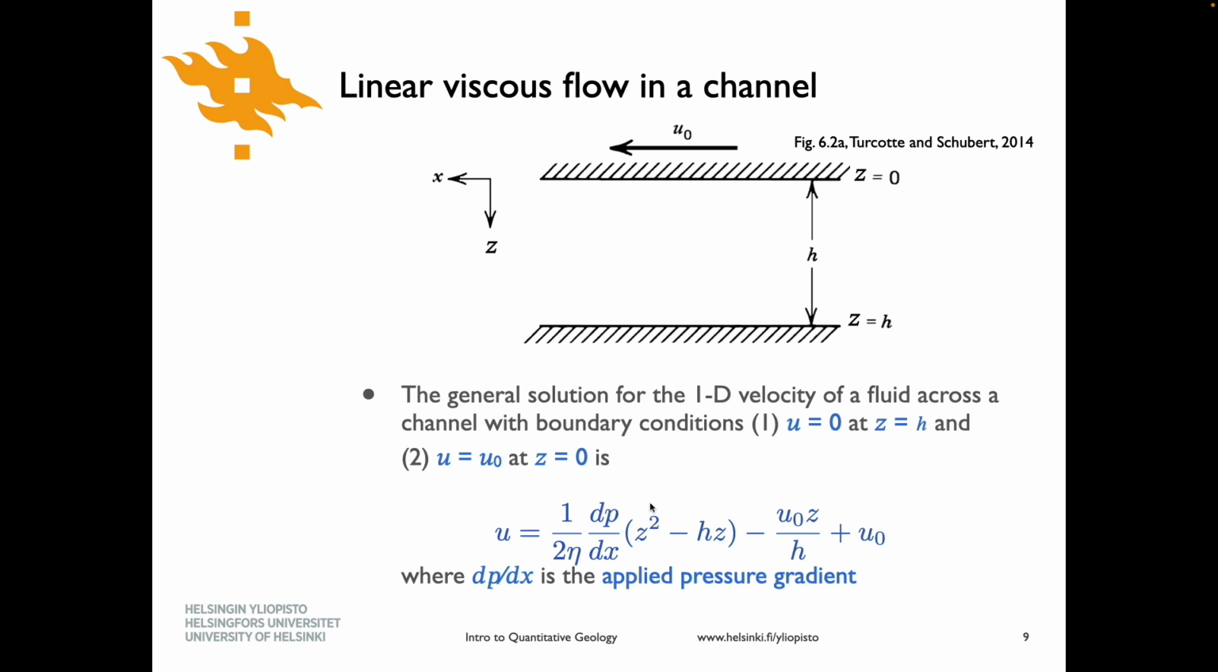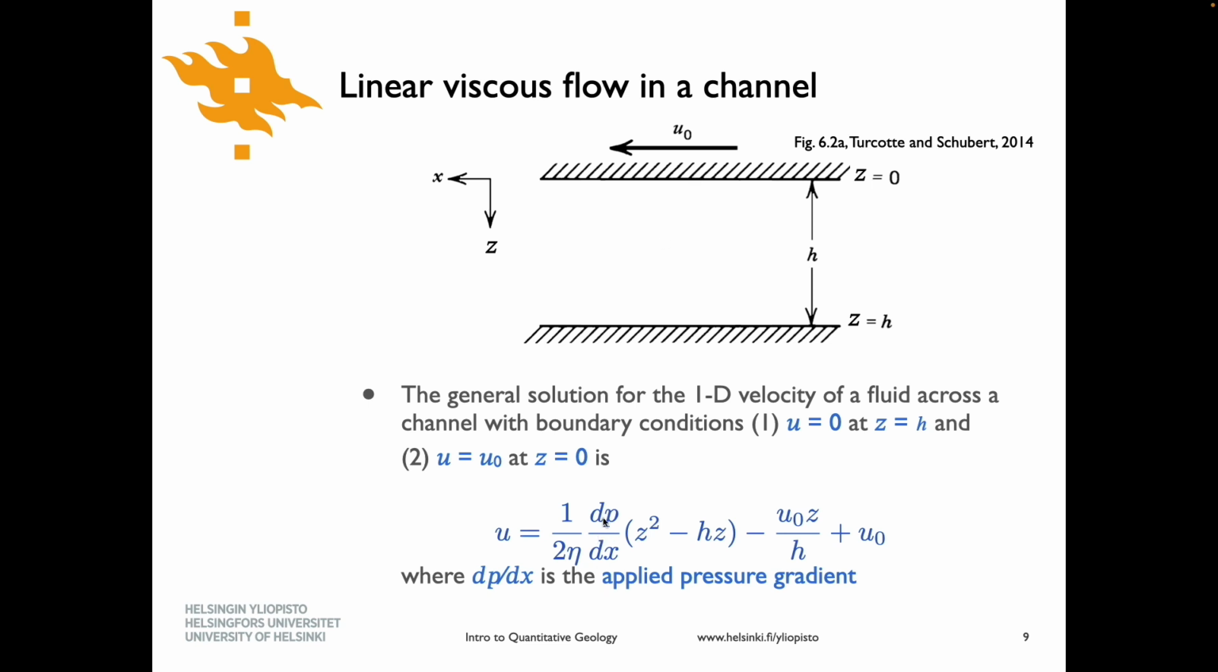I think we'd cover this in the geodynamics course if you want to know where this comes from. But for our purposes, we're just going to say this is our velocity equation. And in here, there's a couple things to note. So you can see this U0 term that comes in, which is the velocity of the upper, or whatever the other wall of the channel.